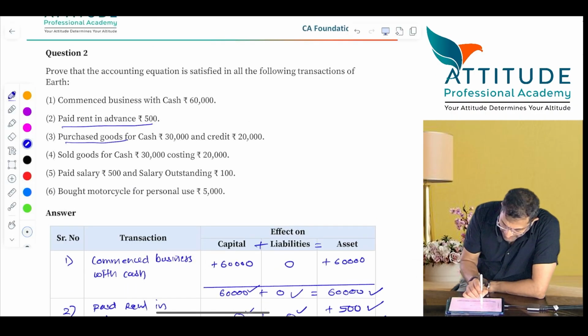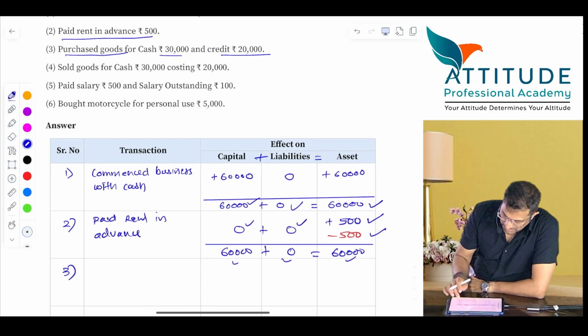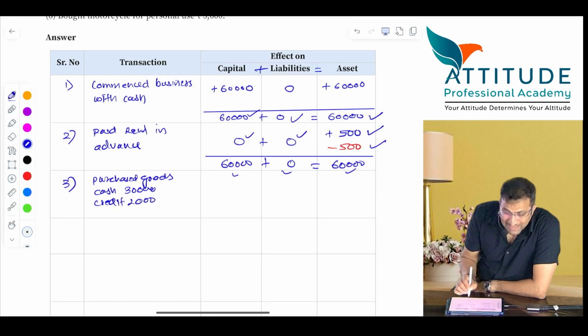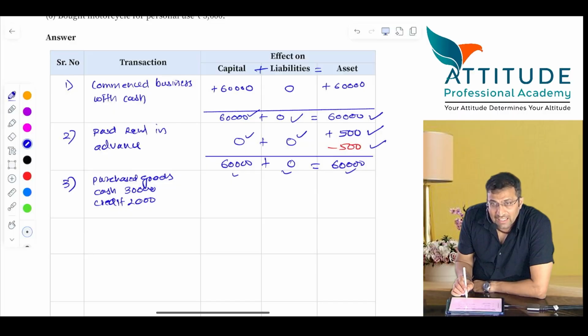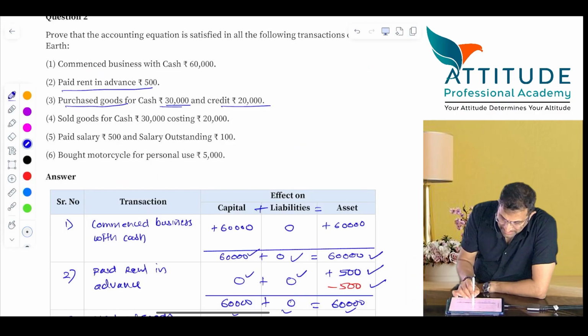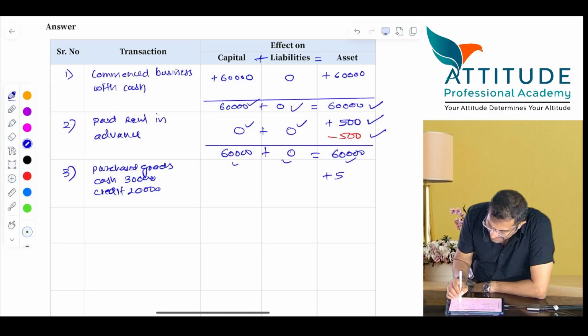Purchased goods for cash 30 and credit 20. So what is the total purchase? Cash 30, and credit is how much? 20. So total purchase is 50, right? 30 plus 20 is 50. Means your stock is increasing by plus 50. This is stock. Stock increases.